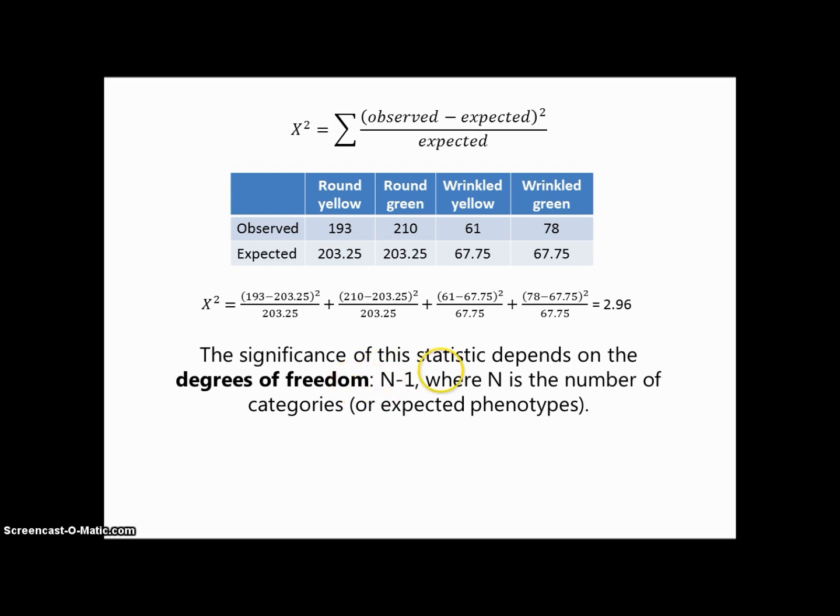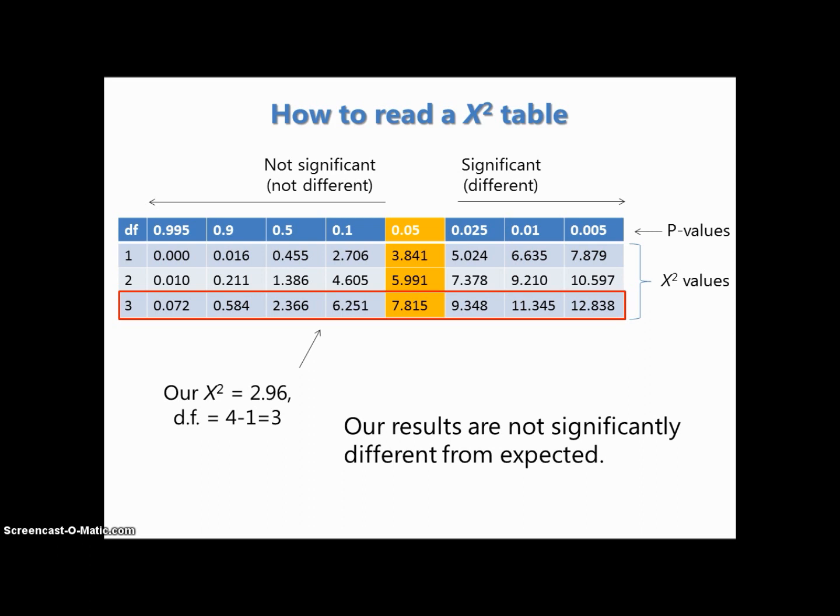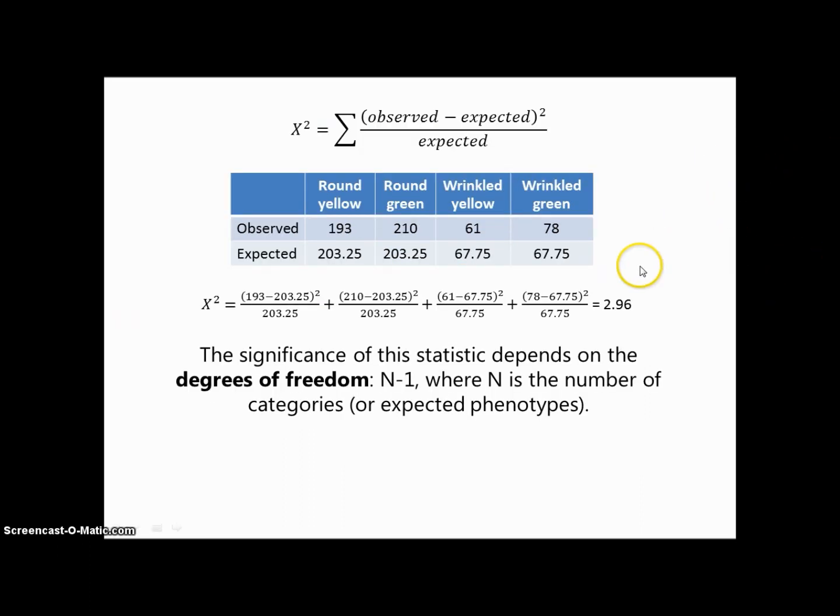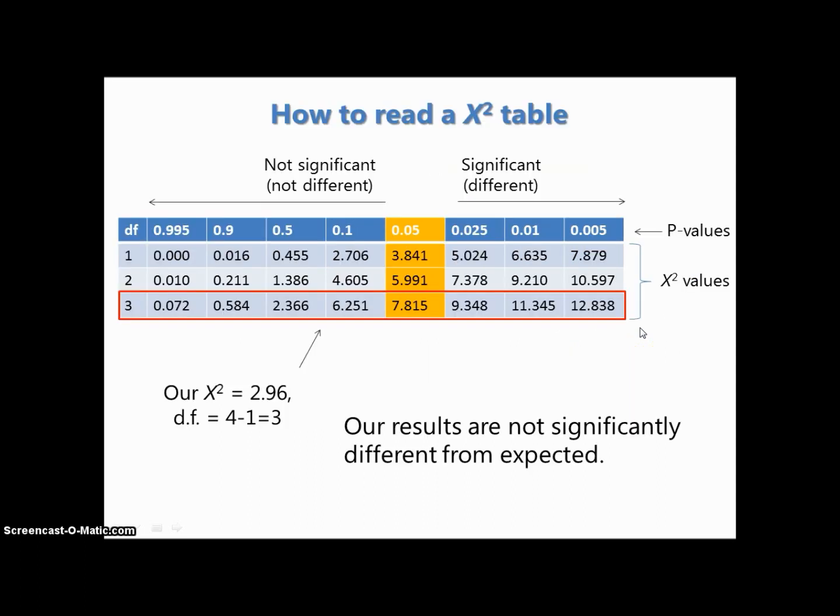Now, degrees of freedom. When we use it to test Mendelian ratios and expected numbers, the degrees of freedom are the number of categories minus 1. So in this case, it's 4 minus 1, or 3. Now, once you calculate this, this is our chi-square statistic. Don't square this. This just is what it is. That's the name of the statistic.